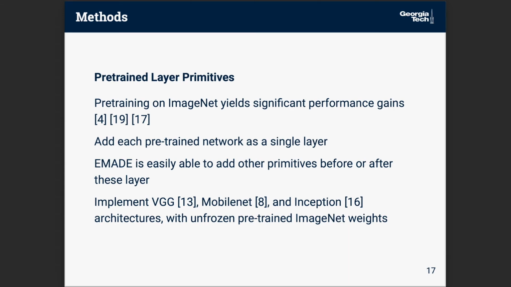We also added in pre-trained layer primitives. We did this because we saw that pre-training on ImageNet is shown to yield significant performance gains. We add in each pre-trained network as a single layer, as you could see by the previous example with the MobileNet input layer. EMADE is easily able to add other primitives before or after this layer. In particular, we implemented VGG, MobileNet, and InceptionNet architectures, using the pre-trained ImageNet weights for all three of them. However, we left these pre-trained weights unfrozen, which allows EMADE to update these weights during the training process.